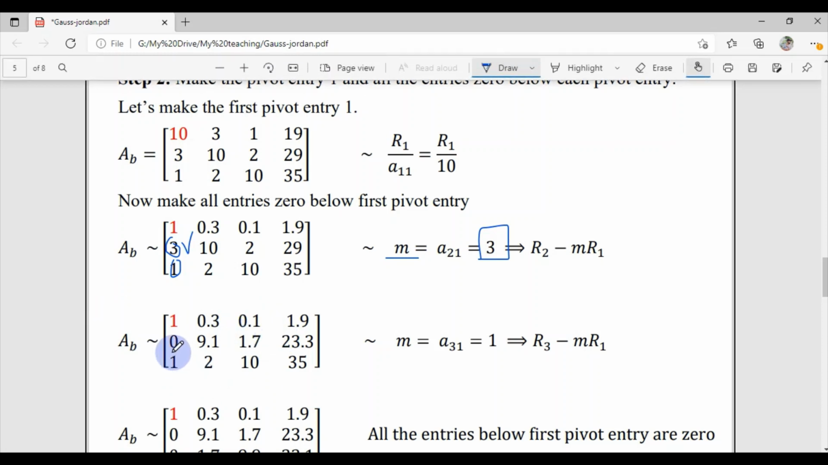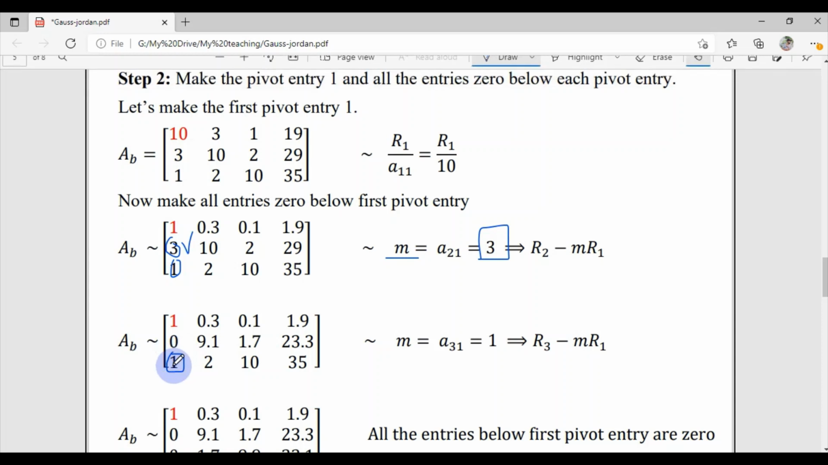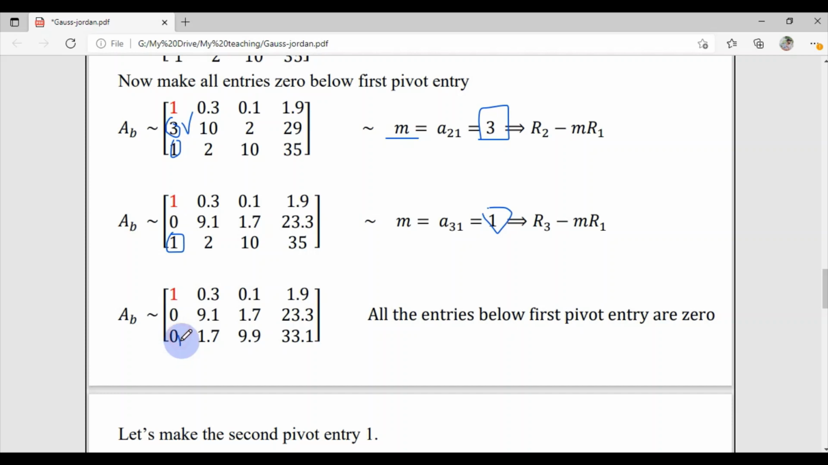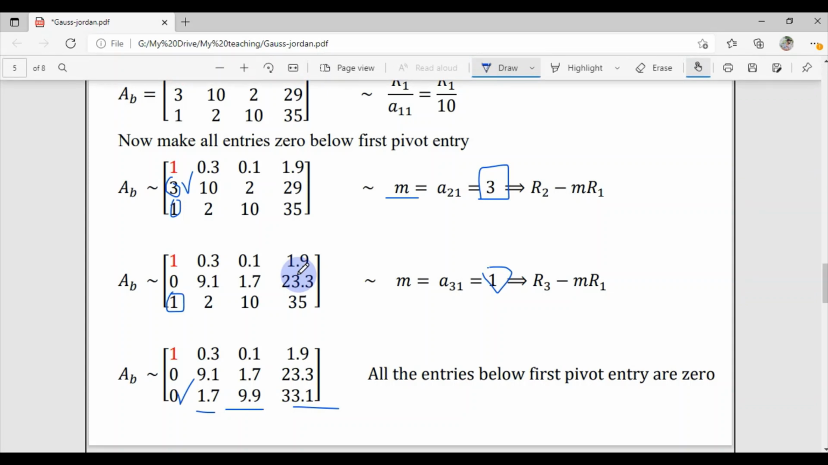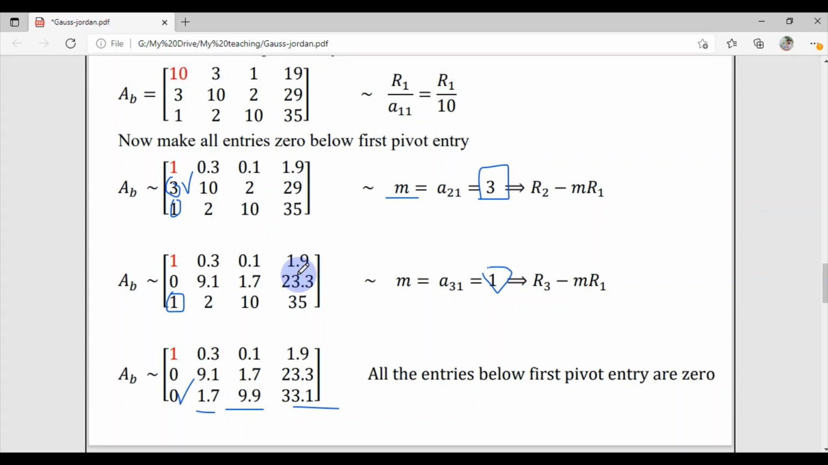Now for the next step, I want to make this entry 0, so this 1 will become the multiplier, and now row 3 will be subtracted from by the multiplier times row 1, and I will get this entry as 0, and the remaining entries of row 3 will also change. Okay, that's it for the first pivot position. I made the first pivot entry 1 and the entries below it 0.